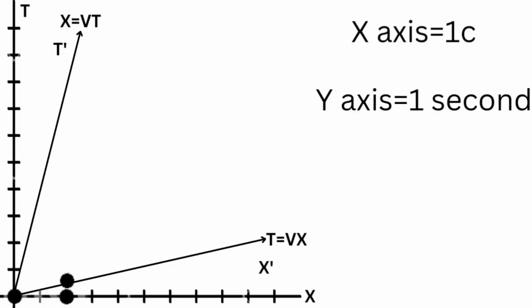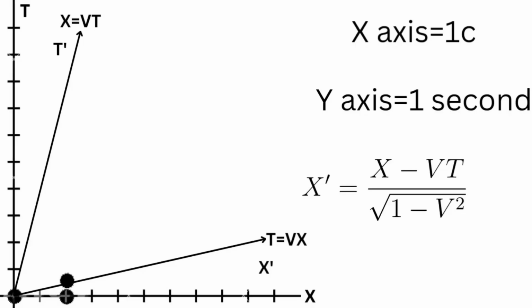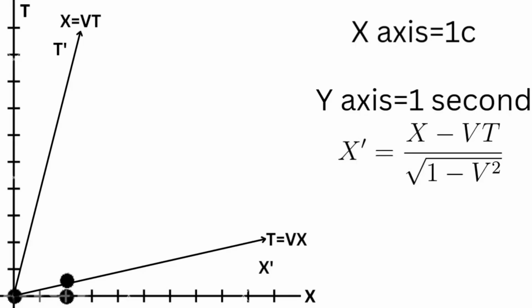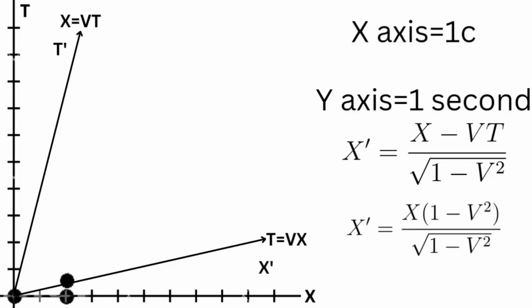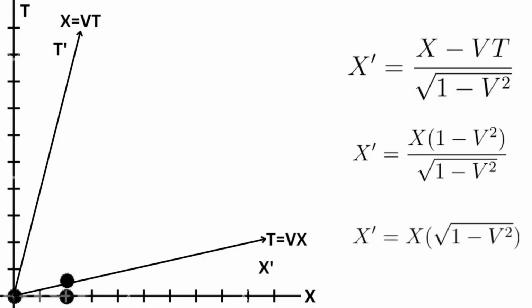According to Lorentz transformation, x prime is equal to x minus vt upon under root 1 minus v square. For stick at t prime is equal to 0, t is equal to vx. X prime is equal to x into 1 minus v square upon under root 1 minus v square, which on simplifying gives us x prime is equal to x into under root 1 minus v square. Here x prime is the length of the stick in moving reference frame, while x is length of stick on stationary reference frame.